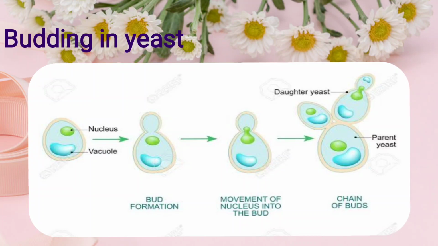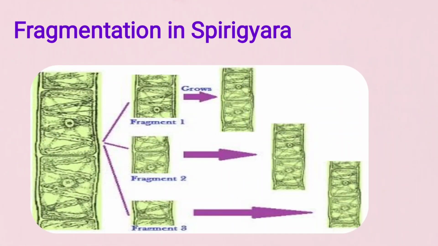Now let's move to the next slide, that is fragmentation in Spirogyra. You might have seen slimy green patches in ponds. They appear green in color, especially in stagnant water. Those are called algae. Those algae mainly grow on water, take the nutrients available and multiply rapidly by the process called photosynthesis. So, it undergoes the reproduction process called fragmentation.